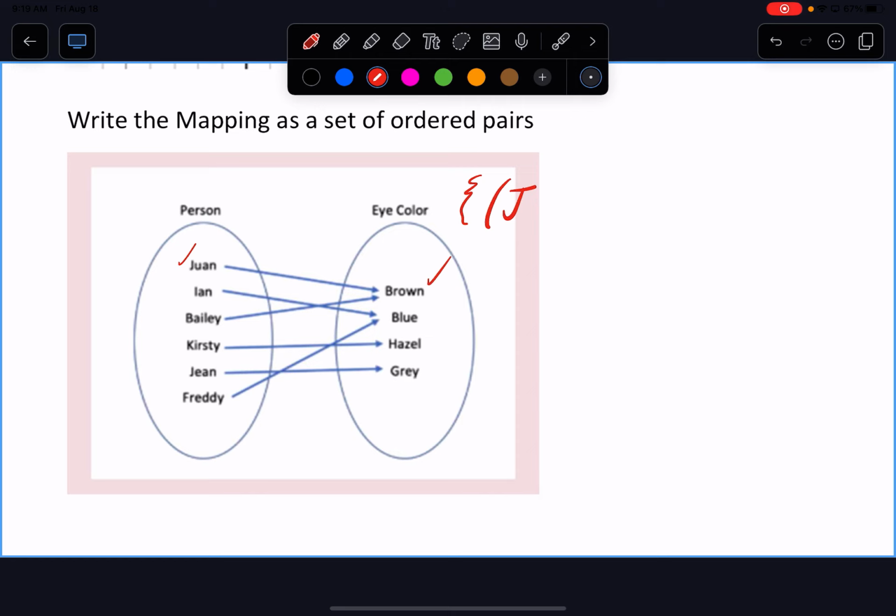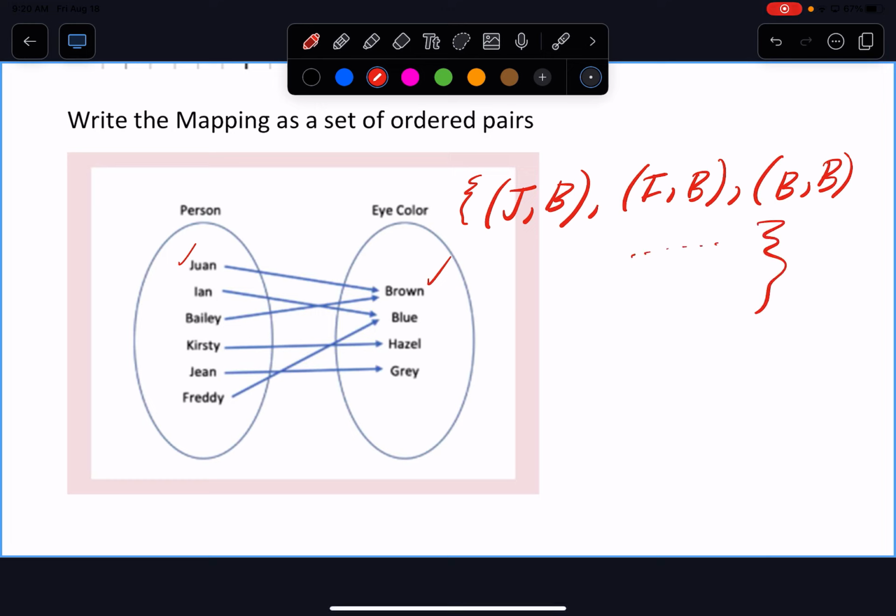So Juan goes to Brown. Yes, there's an x, y point. Then what's the next point? Ian, you've got to help me out, people, or you're boring. Ian goes to Blue. And then continue, comma, Bailey goes to Brown, and so on and so forth. We get the picture. Do I really need to do them all? No, you probably get the picture. So see how easy it is? It's saying take this mapping and write it in this format instead.